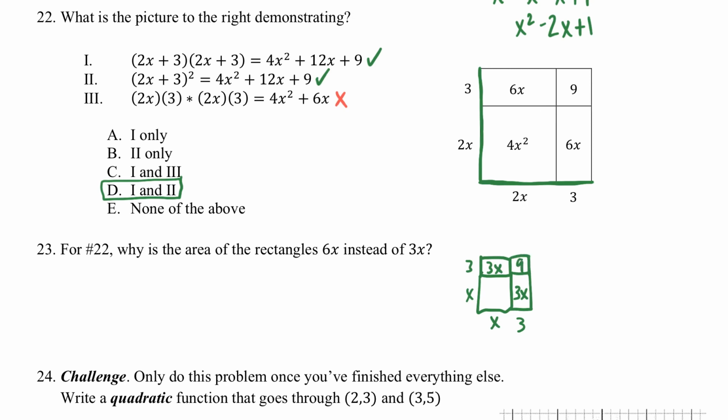Like you'd add 9. The question was, why on this square here is there a 6x instead of a 3x, right? That's what I was getting at here with this question. And the answer is because on this square, you're doing x times 3. But on this square, you're actually doing 2x. This is 2x right here times 3. That's why you get the 6x there.